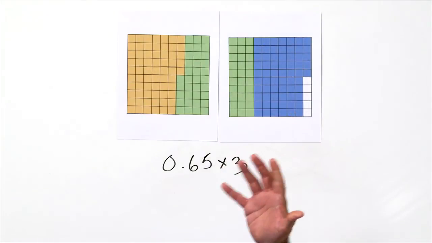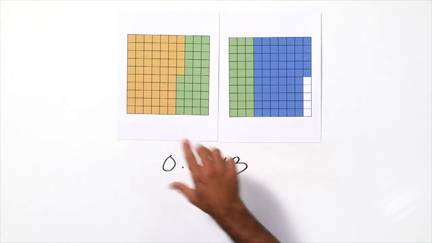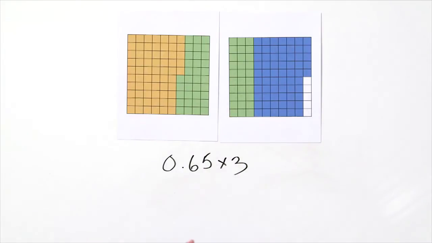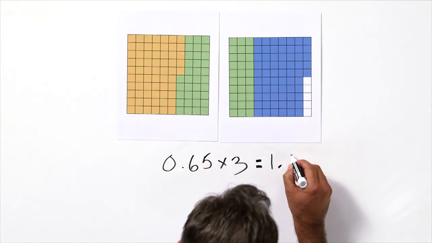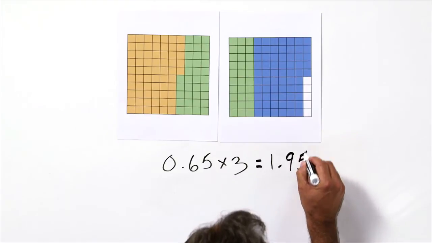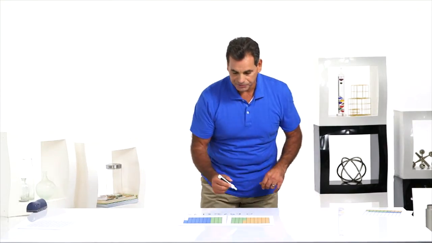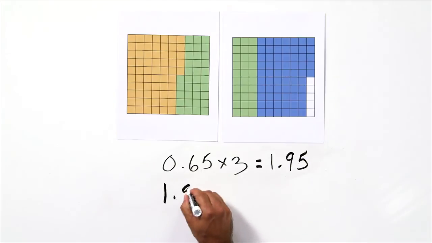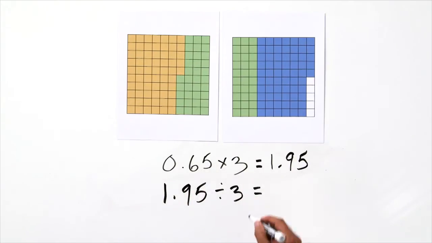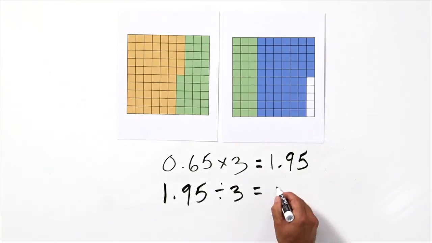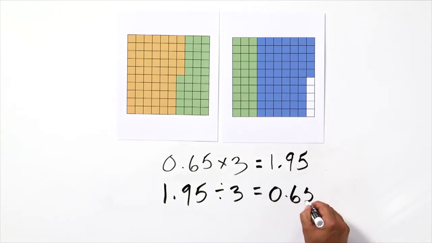And then they can see that the answer is going to be 1, and 1, 2, 3, 4, 9, 5 equals 1.95. And as with the previous problem, they can also see the division. 1.95 divided by 3 will give you 3 groups of 0.65, which they can see with the different colors.